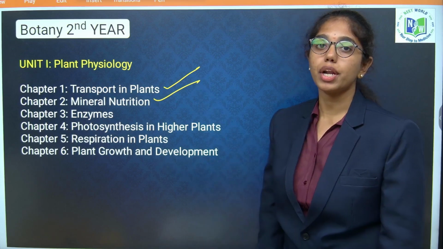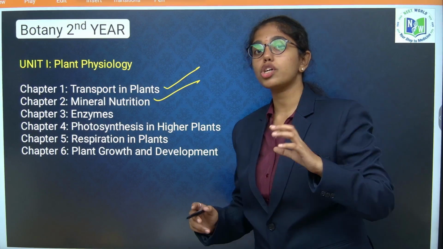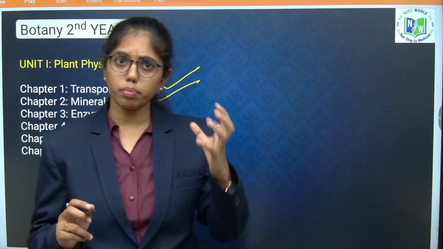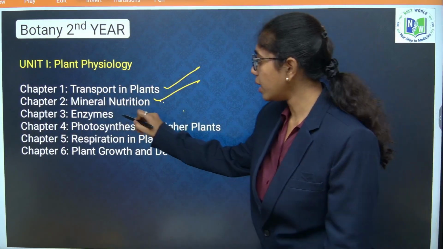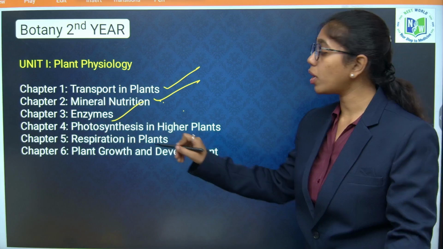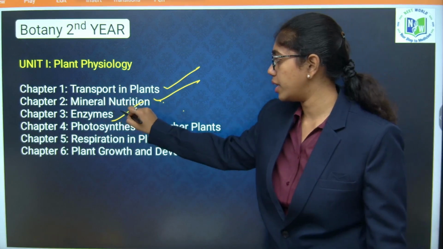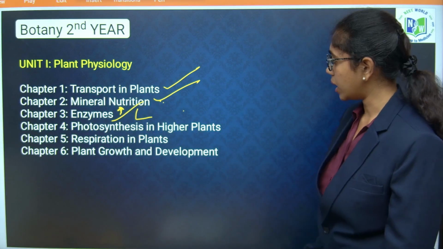Next, from mineral nutrition you have to focus on essential nutrients, both micro and macronutrients. Nitrogen cycle is also important from this chapter. Then enzymes, most importantly the graph of activation energy. Many a time the questions are asked.